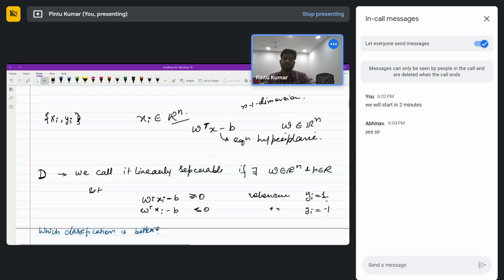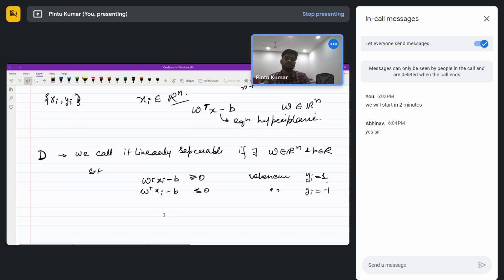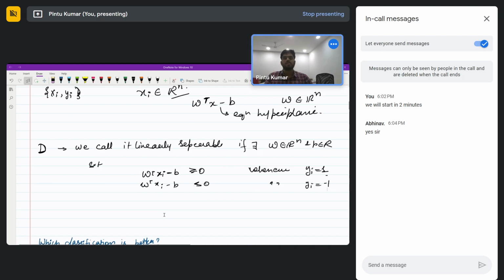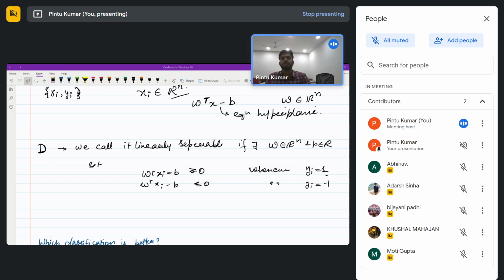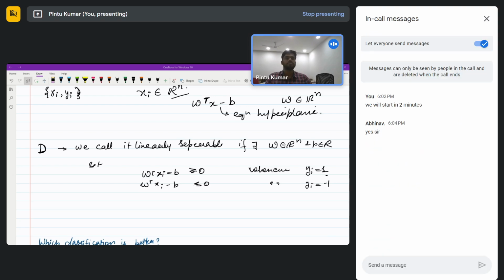Any doubts in this? Any doubts in whatever we talked about linear separability, why we take W transpose X minus B greater than or equal to 0, or those things? Sir, can you explain the term hyperspace which you just said? You meant hyperplane. Okay, so what is a hyperplane? I'll explain it to you.